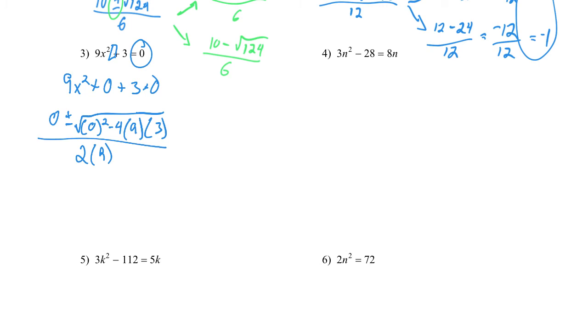Okay, so now we're going to evaluate everything in the square root. 0 squared is 0. Negative 4 times 9 is negative 36. Negative 36 times 3 is going to be negative 108. So I have 0 minus 108 inside the square root, all over 2 times 9 is 18.